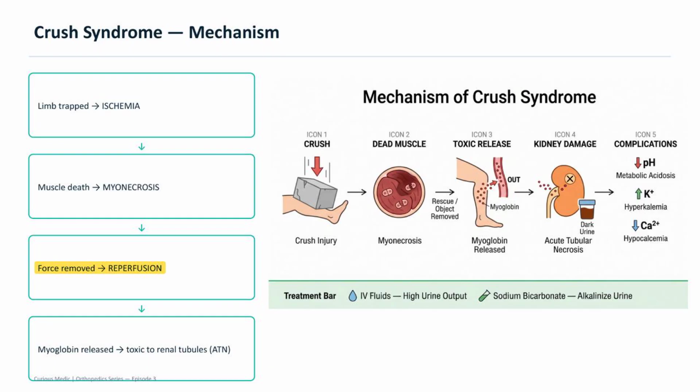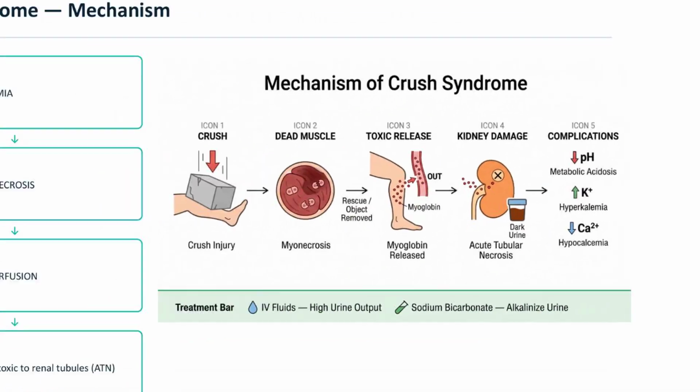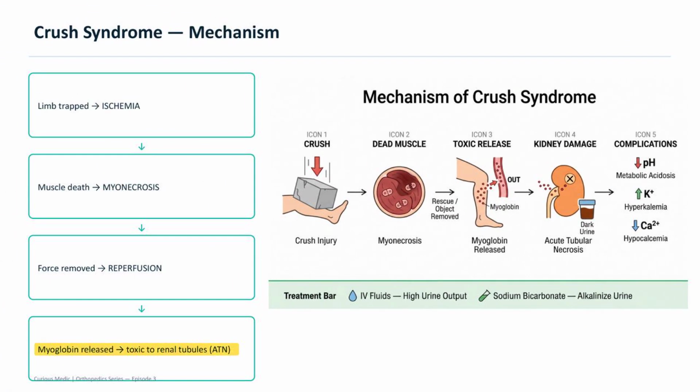The dying muscle cells have been accumulating toxic metabolites. When circulation is restored, those metabolites flood into the systemic circulation. The most dangerous of them is myoglobin, a protein released from destroyed muscle cells. Myoglobin is directly toxic to the renal tubules, causing acute tubular necrosis and acute kidney injury.